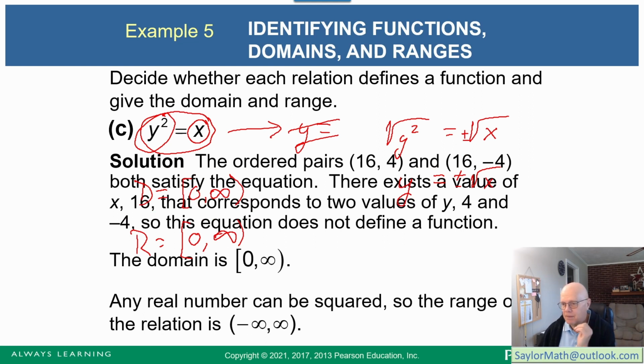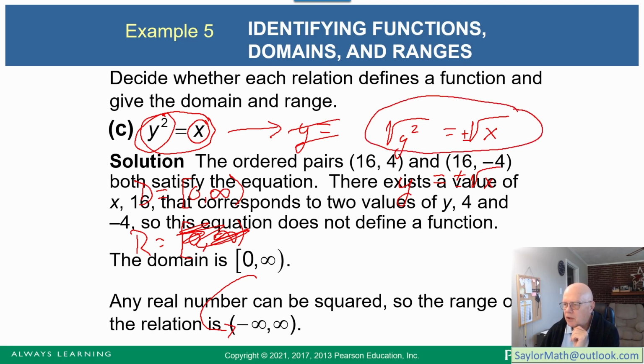Oops, I made a mistake, didn't I? So this one, remember, when you take the square root over here, you get positives and negatives for y.